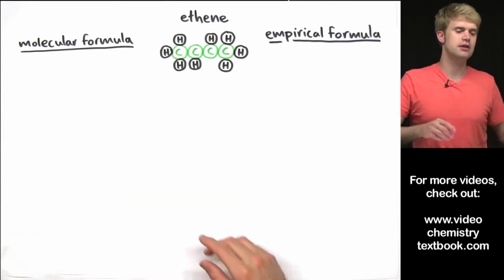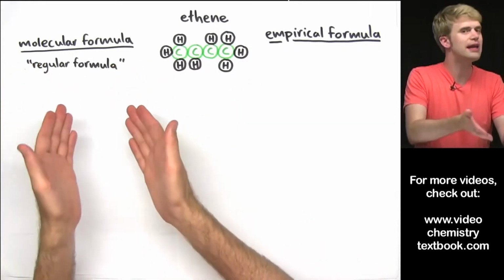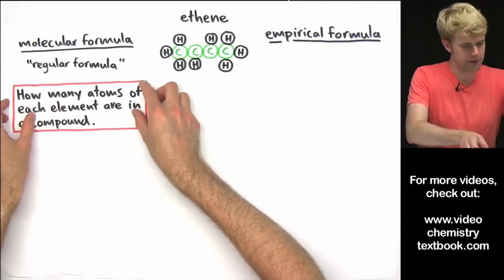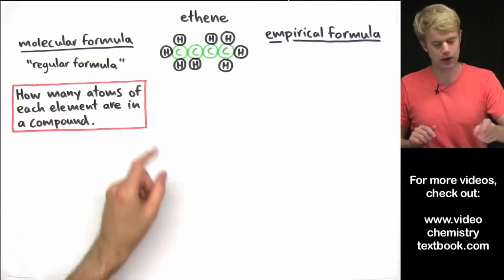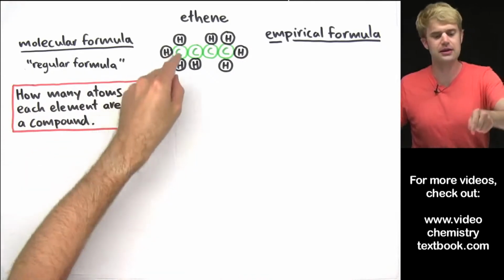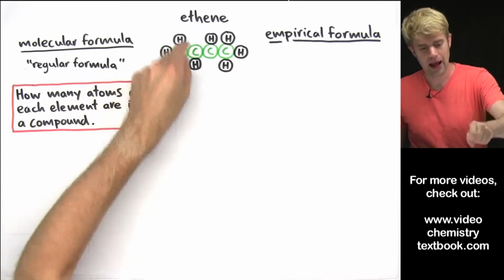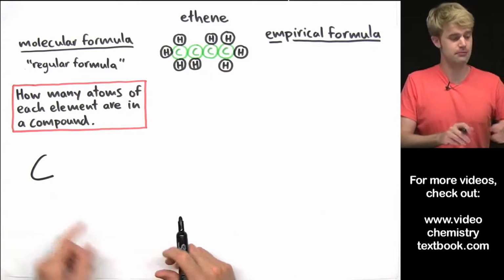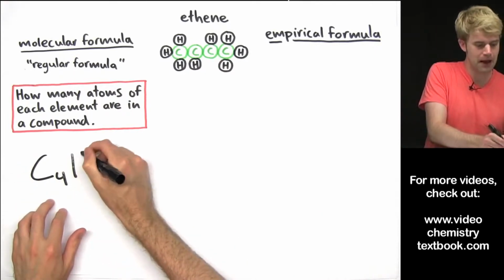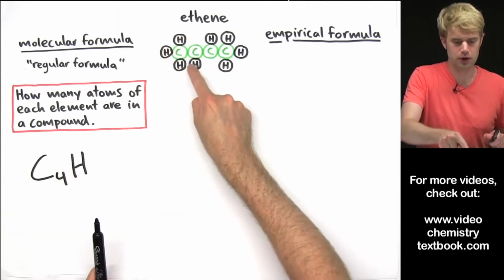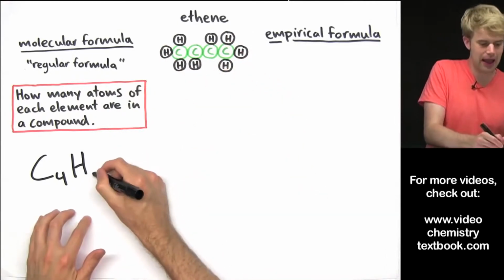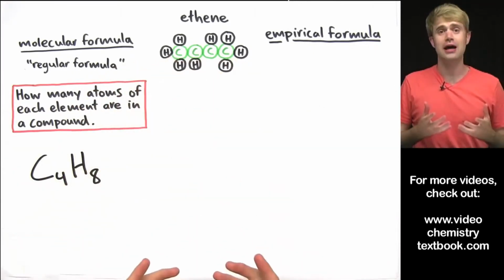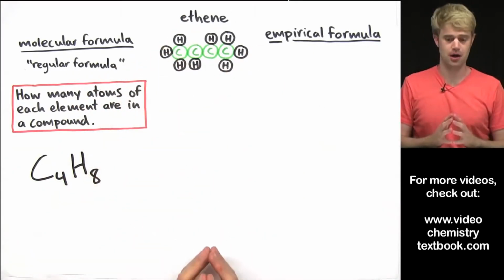Now, I often like to think of molecular formula as the regular formula, which you may already be familiar with. The molecular formula tells us how many atoms of each element are in a compound. So ethene here has two elements, carbon and hydrogen. For carbon, it has 1, 2, 3, 4 atoms, so we do C4. And then for hydrogen, we've got 1, 2, 3, 4, 5, 6, 7, 8 hydrogens. C4H8 tells us how many atoms and of what type are in this compound.